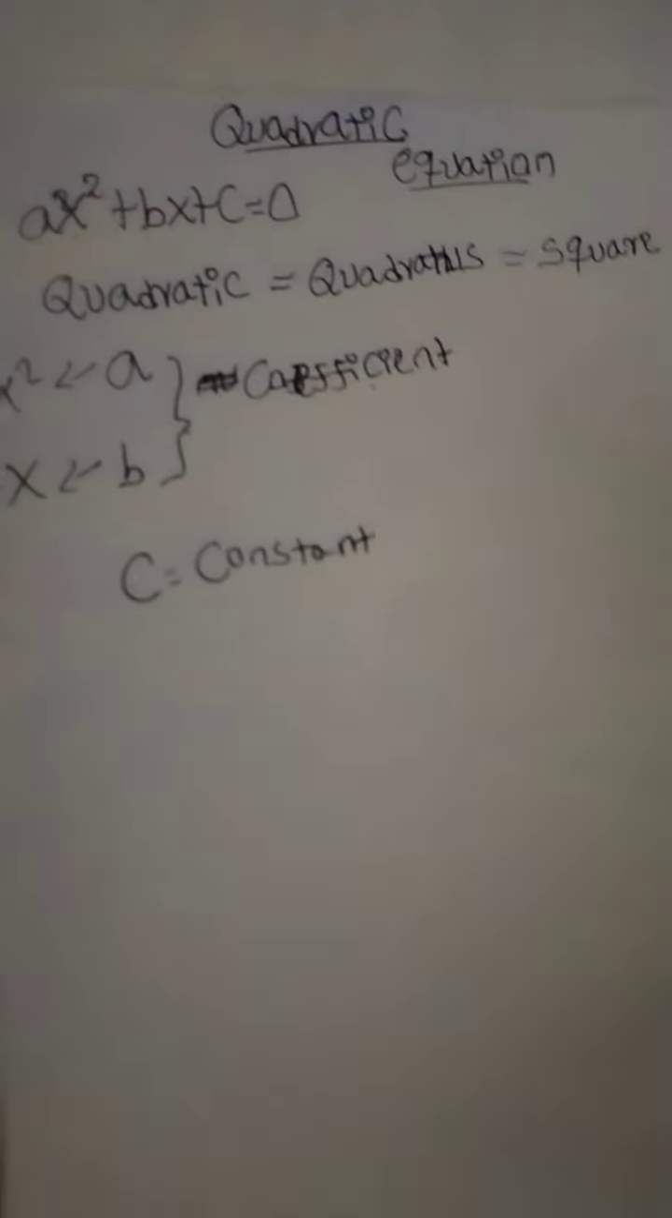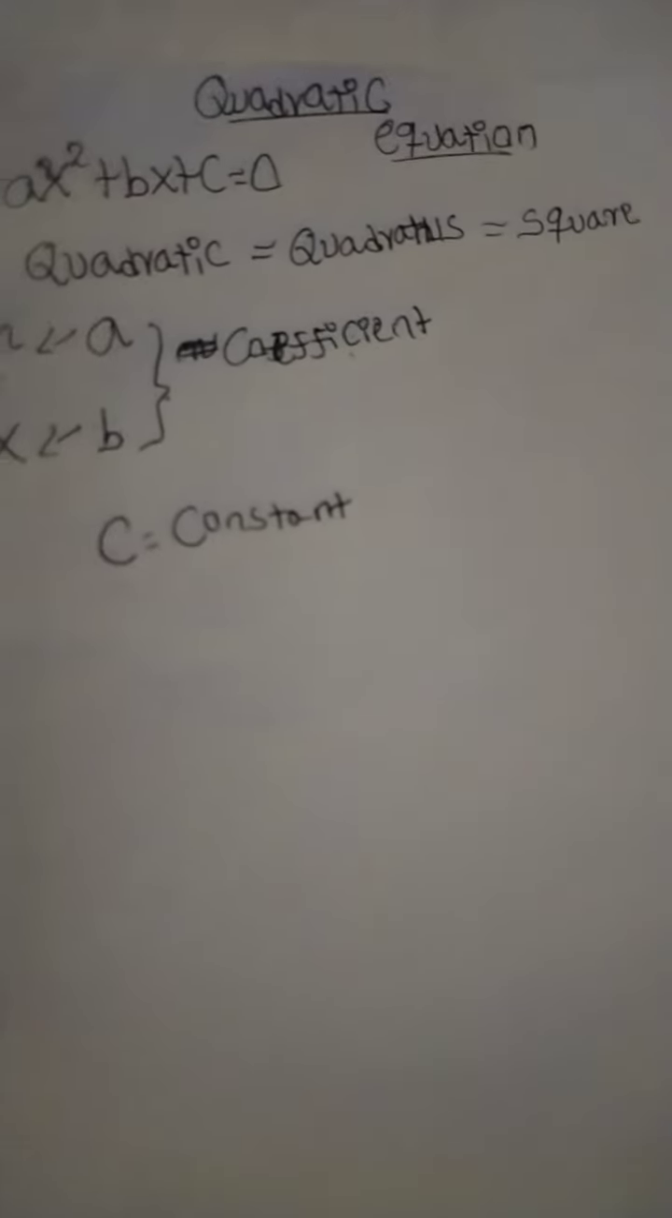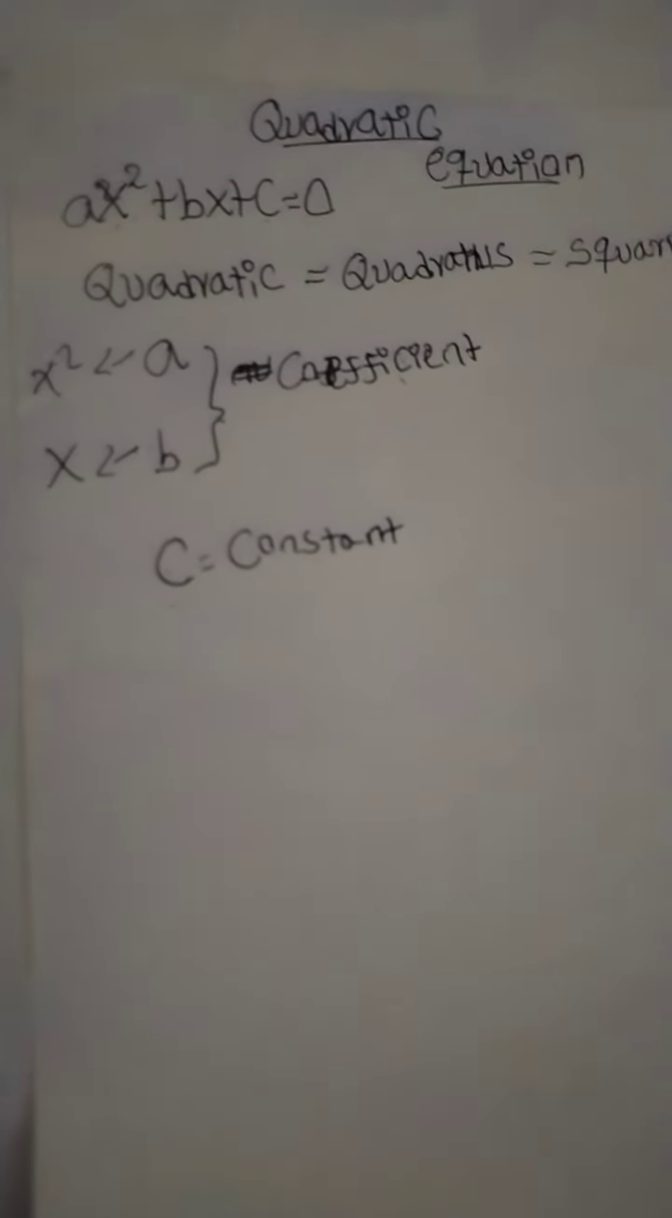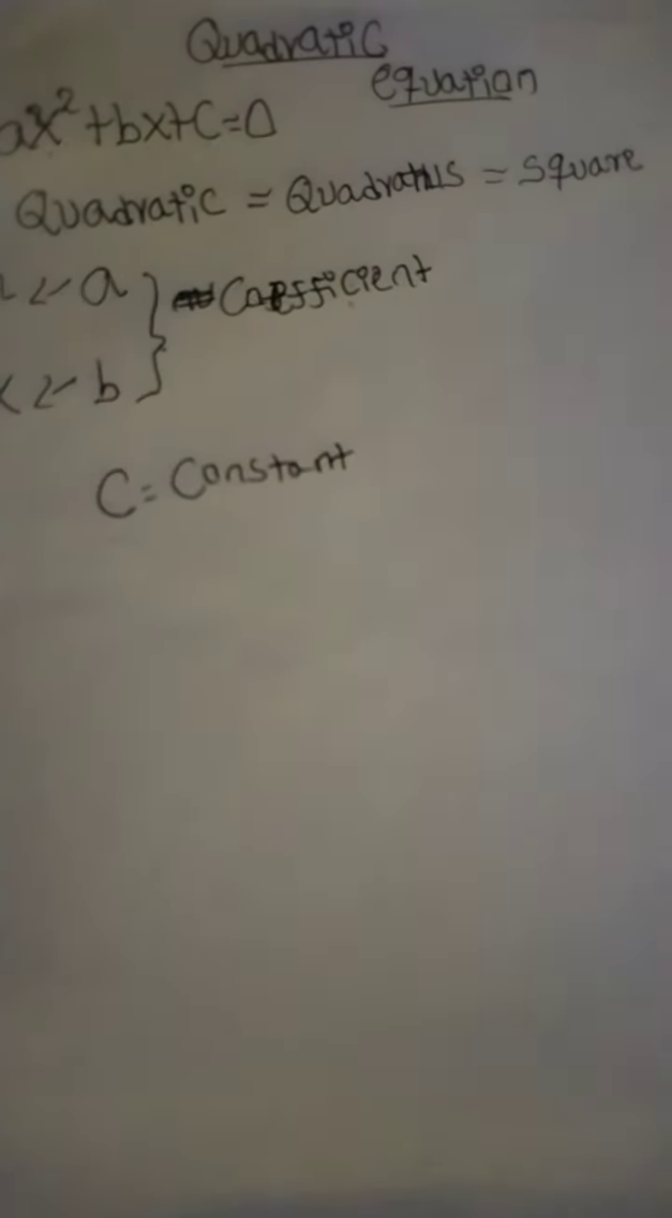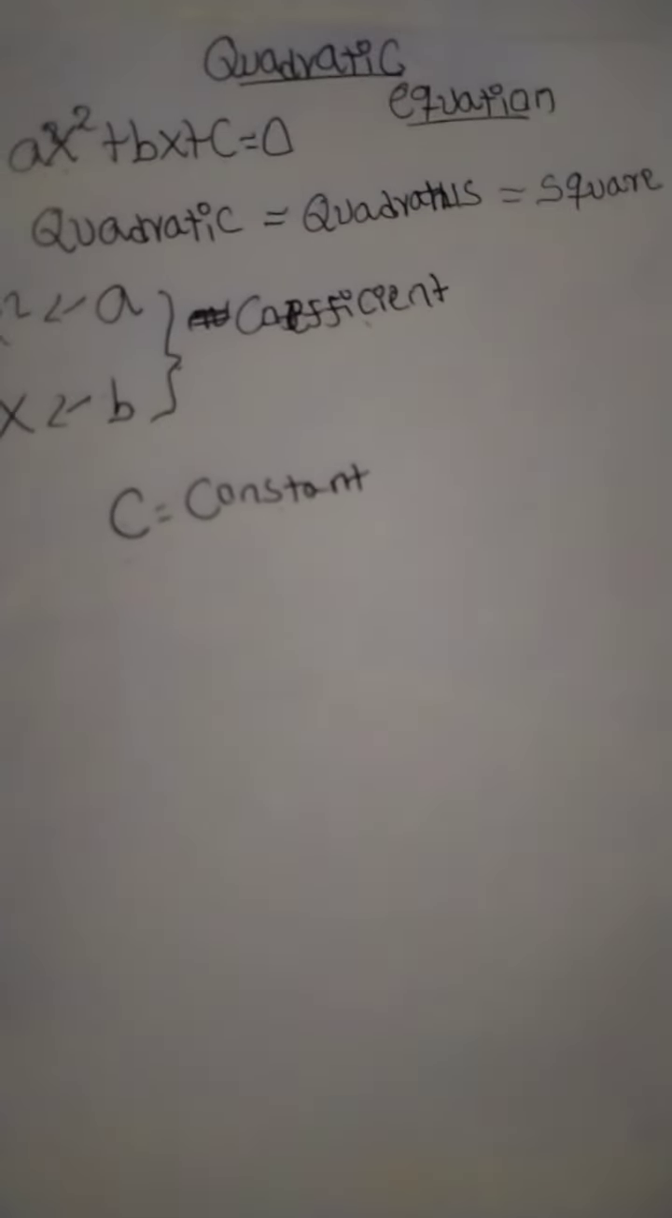So this is all about quadratic equations and the standard form, and to identify them easily, I already told you, you just have to search for a squared number. If there is any variable that's squared in an equation, it will be called a quadratic equation.